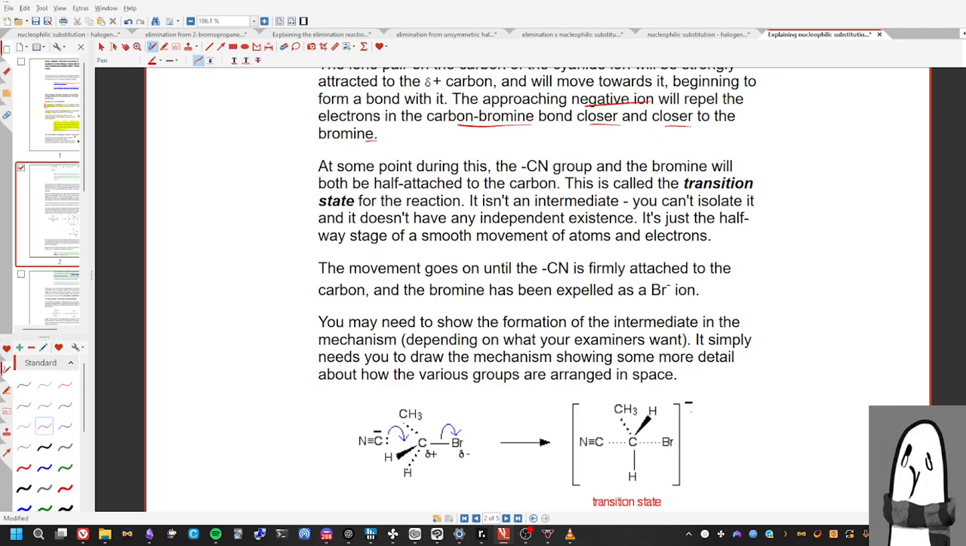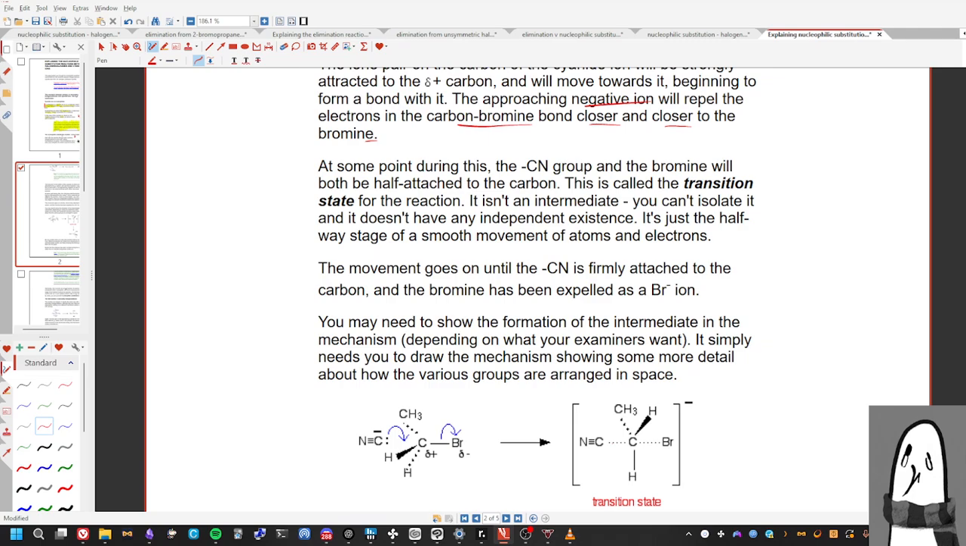So the NC is getting closer to the C, and the electrons from the CBr bond are getting closer to the Br. At one point they are both half bonded. One is about to enter, the other is about to leave. It's kind of like limiting equilibrium in mechanics. It's about to start moving because the applied force is equal to the friction. Like it's literally about to start moving.